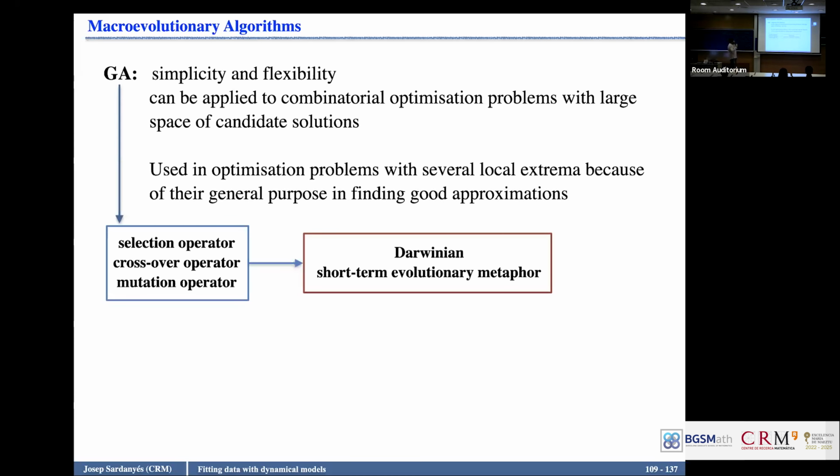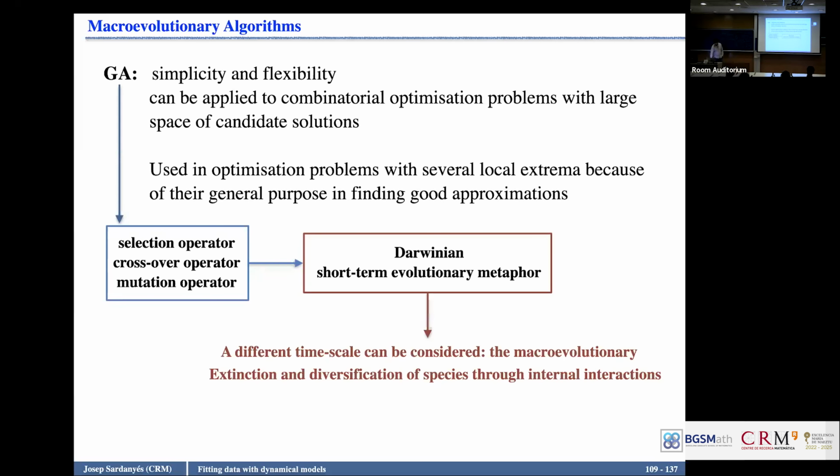So the genetic algorithms are based on the Darwinian metaphor. So we have short-term evolution of the parameters. We call it microevolution. This is a good way of doing things, and biology works like this. But in biology, we have different scales. So what Ricard Solé and Jesús Marín proposed at the time, and I think it was a very important contribution in the evolutionary computation area, is that we can consider a different time scale, the macroevolutionary time scale.